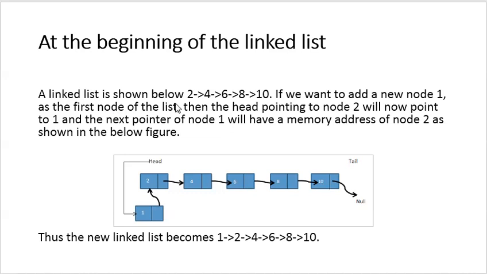A linked list is shown below. The old linked list is 2, 4, 6, 8, 10. This is our already existing linked list. If we want to add a new node 1 at the first position of the list, then the head pointing to node 2 will now point to node 1, and the next pointer of node 1 will have the memory address of node 2, as shown in the figure. So thus the new linked list becomes like this. If you want to insert a node at the beginning, it will be just like this. For this you just have to change the pointers.